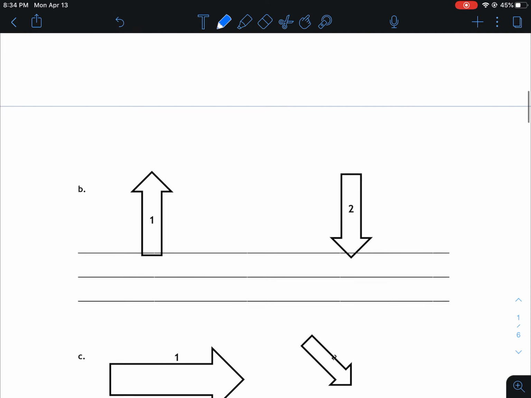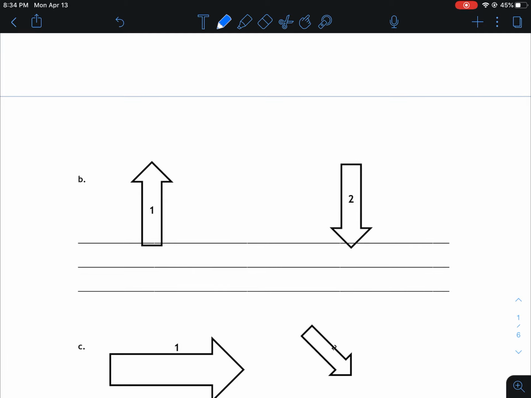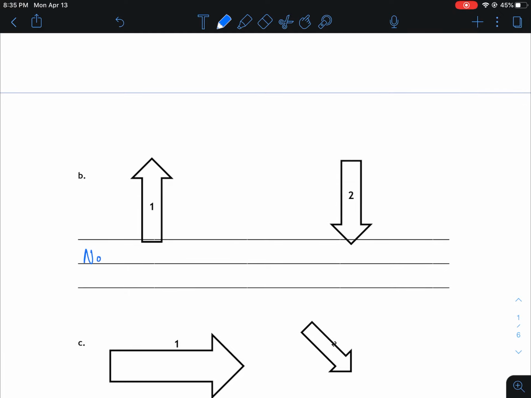Okay, for example number 2, we have the original pre-image 1 that is pointing up. Now we have an image for the result, or the final image, it is pointing down. So in this case, this is not going to be a translation because the direction of the arrow has changed. It has not slid up, down, left, or right. What it has done is actually turned. So this is not a translation.